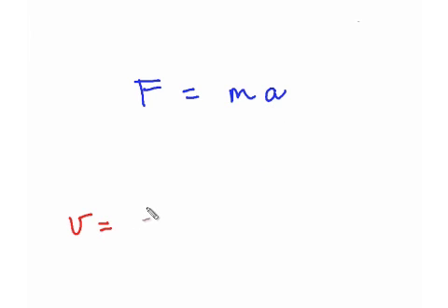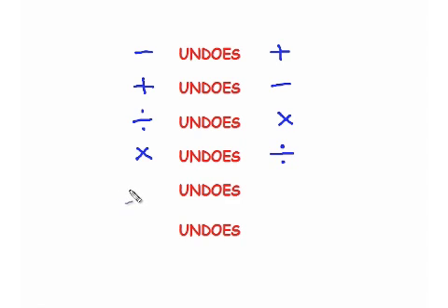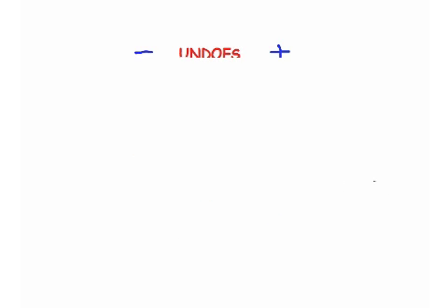When we do this, we need to use certain operations. So remember the following rules. Minus undoes plus, plus undoes minus, division undoes multiplication, multiplication undoes division, square root undoes square, and square undoes square root. Let's look at some examples to explain this.